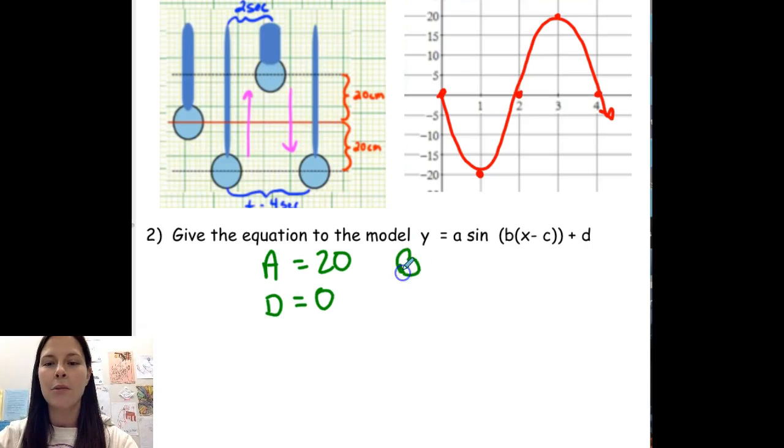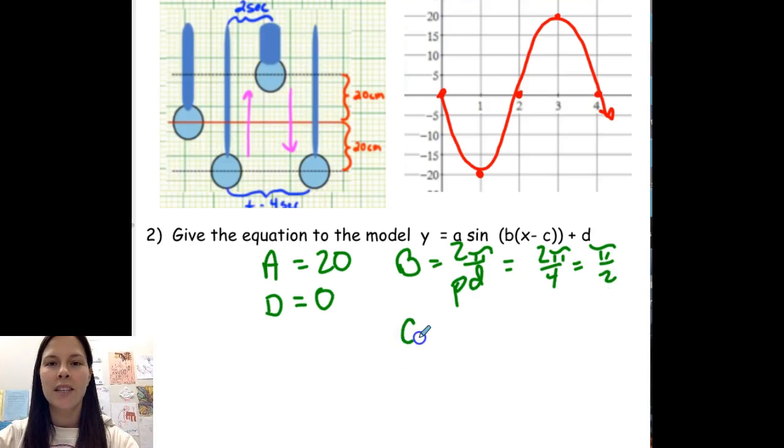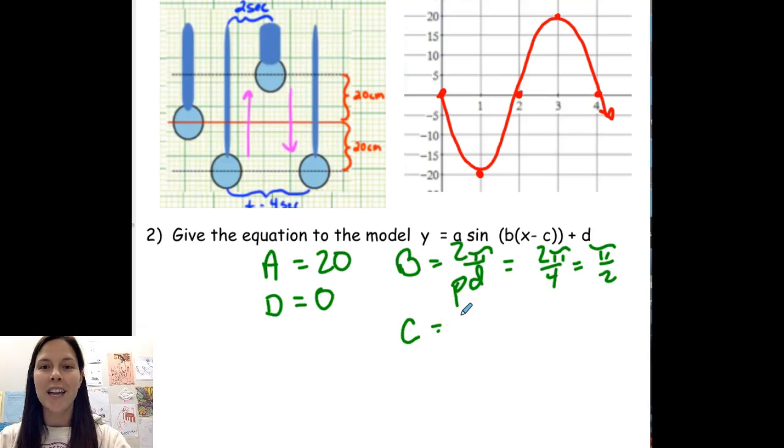To find B, remember it is 2 pi divided by the period of the function. In our case, it takes 4 seconds to complete an oscillation and get back to equilibrium, which simplifies our B value to pi over 2. C would be a horizontal shift. In this case, sine is starting at 0. However, the parent function would go up from 0. Ours is going down from 0. We have no horizontal shift, but we do have a reflection. So we're going to go back and modify that A value to negative 20.